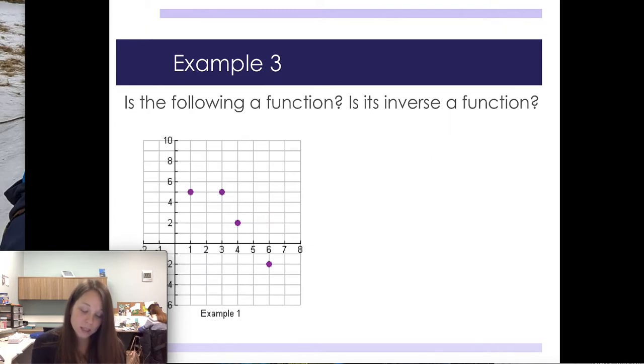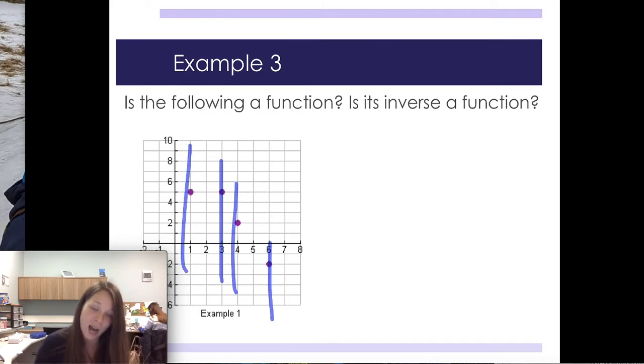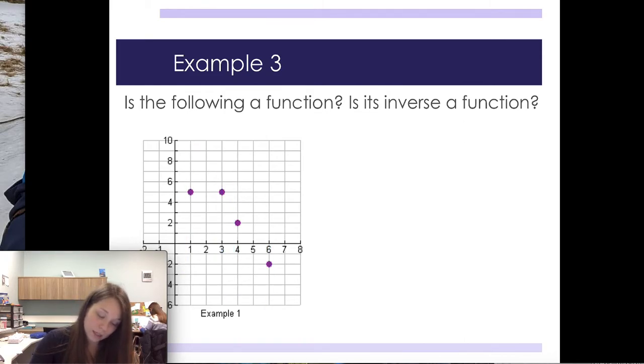Example 3, same set of directions: is the following a function and is its inverse a function? But notice that our graph this time is just dots, it's not pieces that are connected. But the same process is going to be applied here. Is the following a function? If I draw vertical lines through these dots, I only ever cross one dot at a time. So I can say yes, it is representing a function.